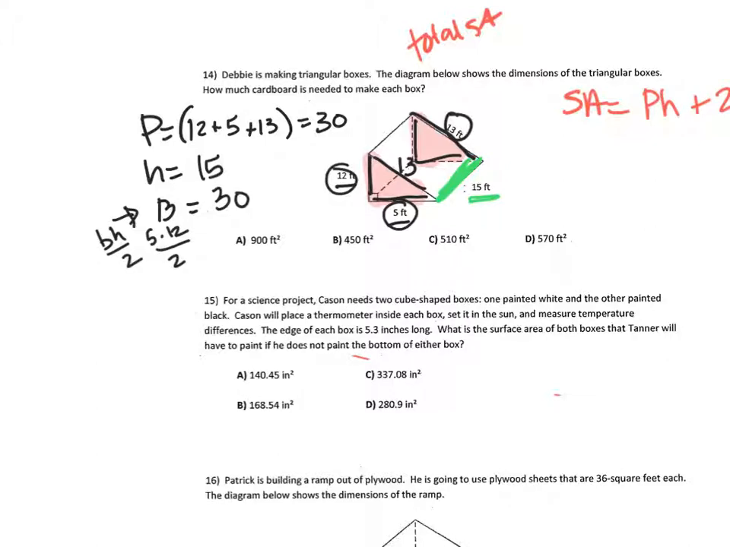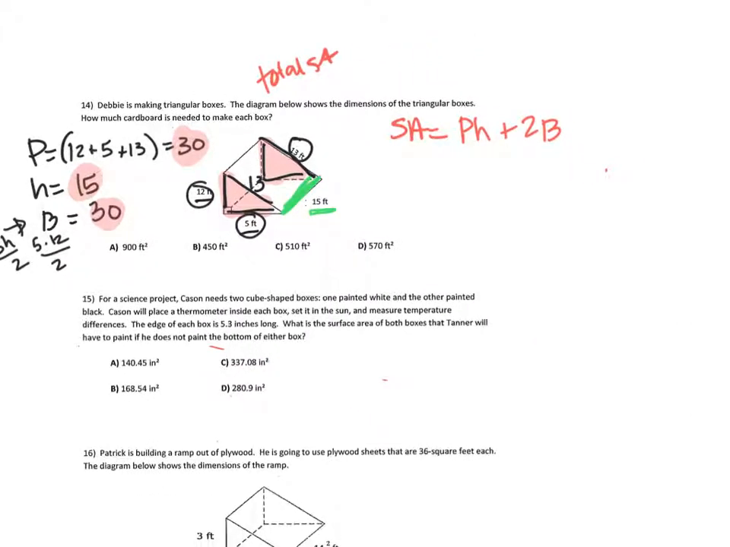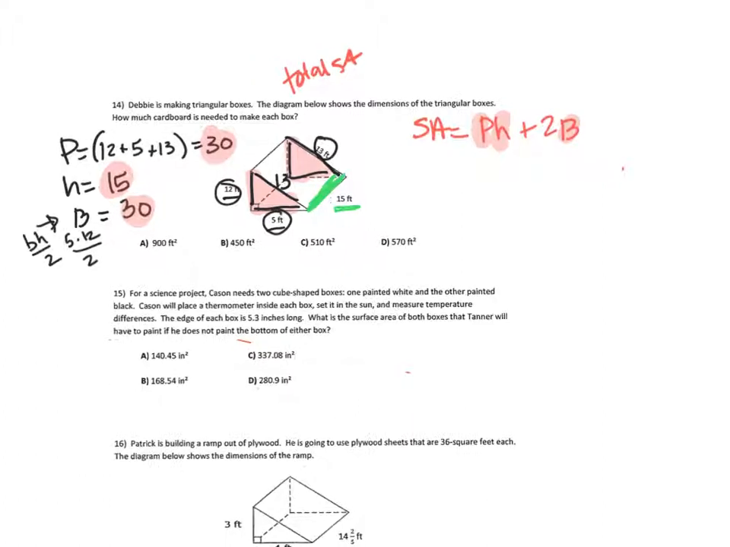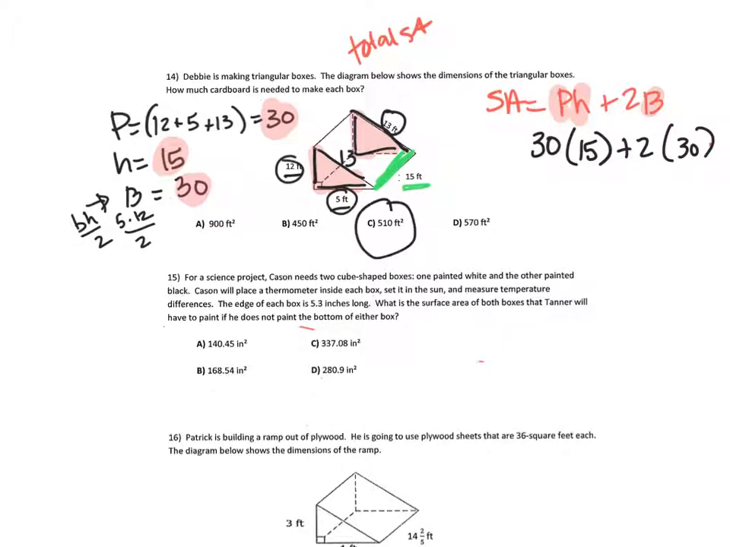is 30. Okay, so we want to use these 3 numbers and plug them into our formula: the perimeter, the height, and the area of the base. So the perimeter was 30, so 30 times 15 plus 2 times 30. So 30 times 15 plus 2 times 30 gives us 510, and that's an answer choice.